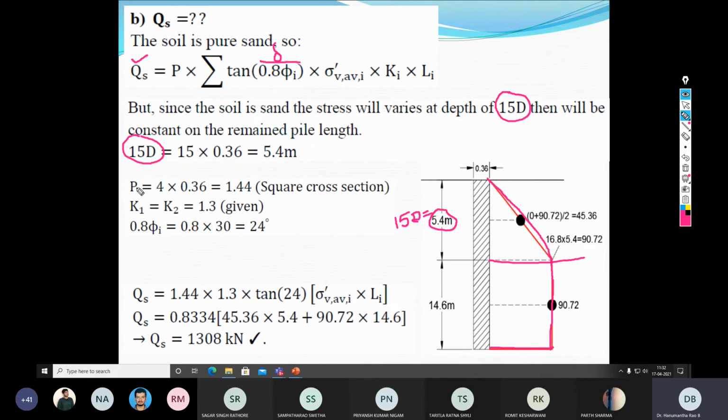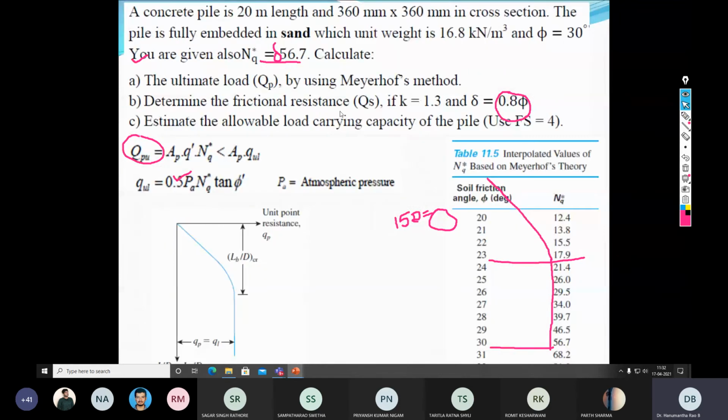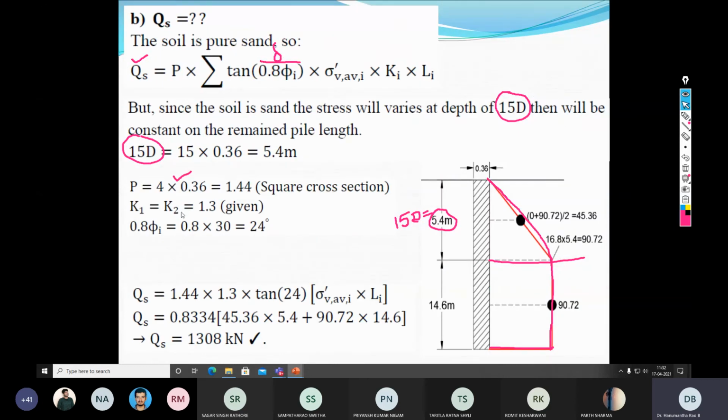Next, calculate the perimeter, that is P. Since this is a square pile, 4 times 0.36, so 1.44. Then the earth pressure coefficient, I think it is given already in the sum, for determining the frictional resistance QS. K is 1.3, so we don't need to bother. Then 0.8 times phi, that is 0.8 into 30, 24 degree.